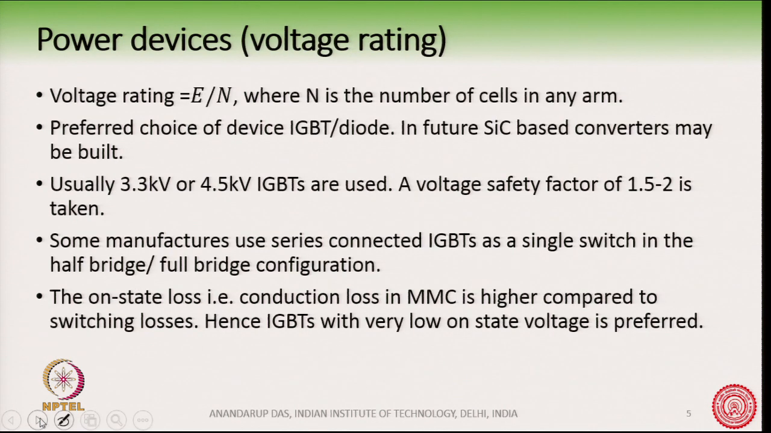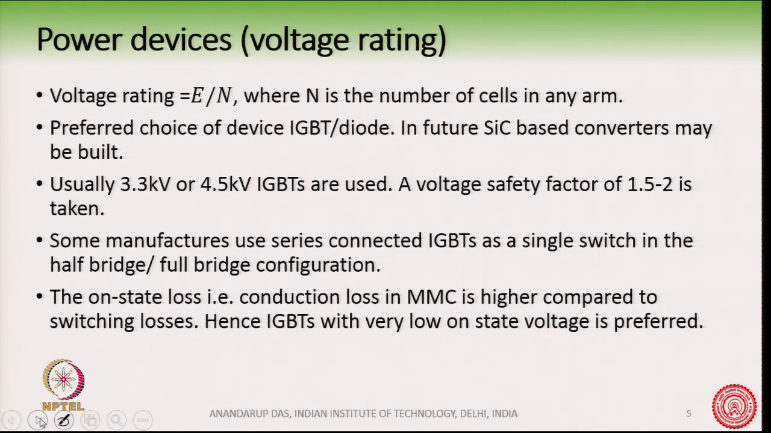Now, what should be the voltage rating? The voltage rating is given by the voltage across the device, which is equal to E by N, where N is the number of cells in any arm and E is the DC link voltage. As of now the preferred choice of device is IGBT or diode, but in future we see that silicon carbide based MMCs can also be built, because they have higher voltage blocking capacity.